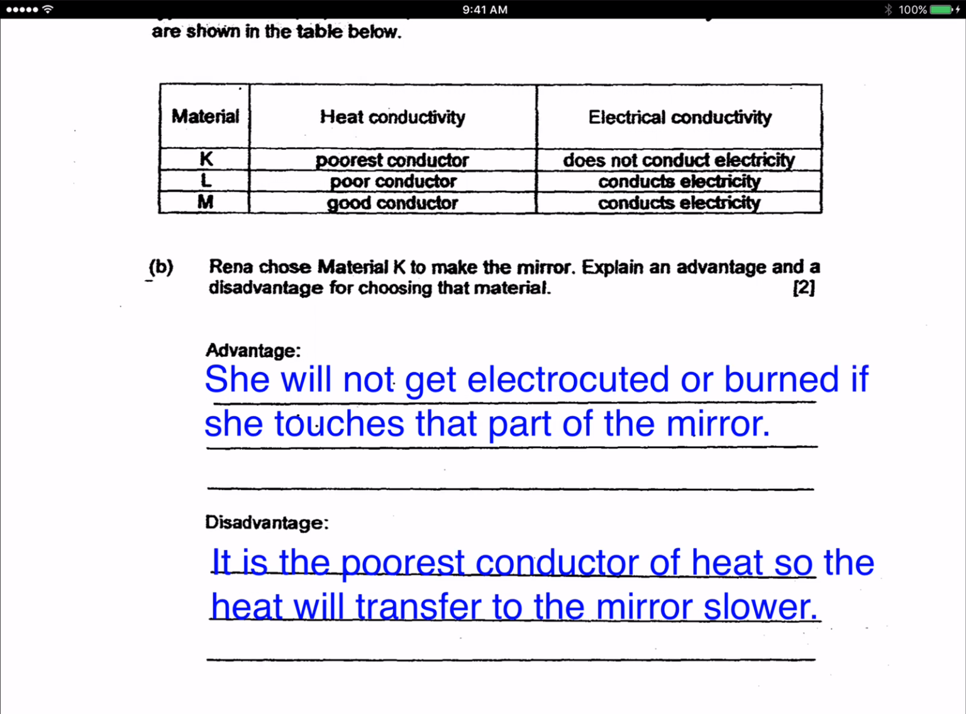What is the disadvantage of choosing the material? It is the poorest conductor of heat, so the heat will transfer to the mirror slower, which means that it will fog up faster.